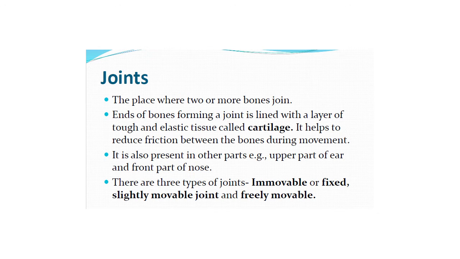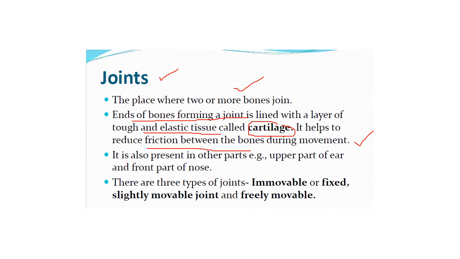So today we are going to talk about joints. What is a joint? The place where two or more bones are joined. That means the meeting or the joining of two bones is called a joint. The ends of bones forming a joint are lined with a layer of tough and elastic tissue, which is called cartilage. It helps to reduce friction between the bones during movement.